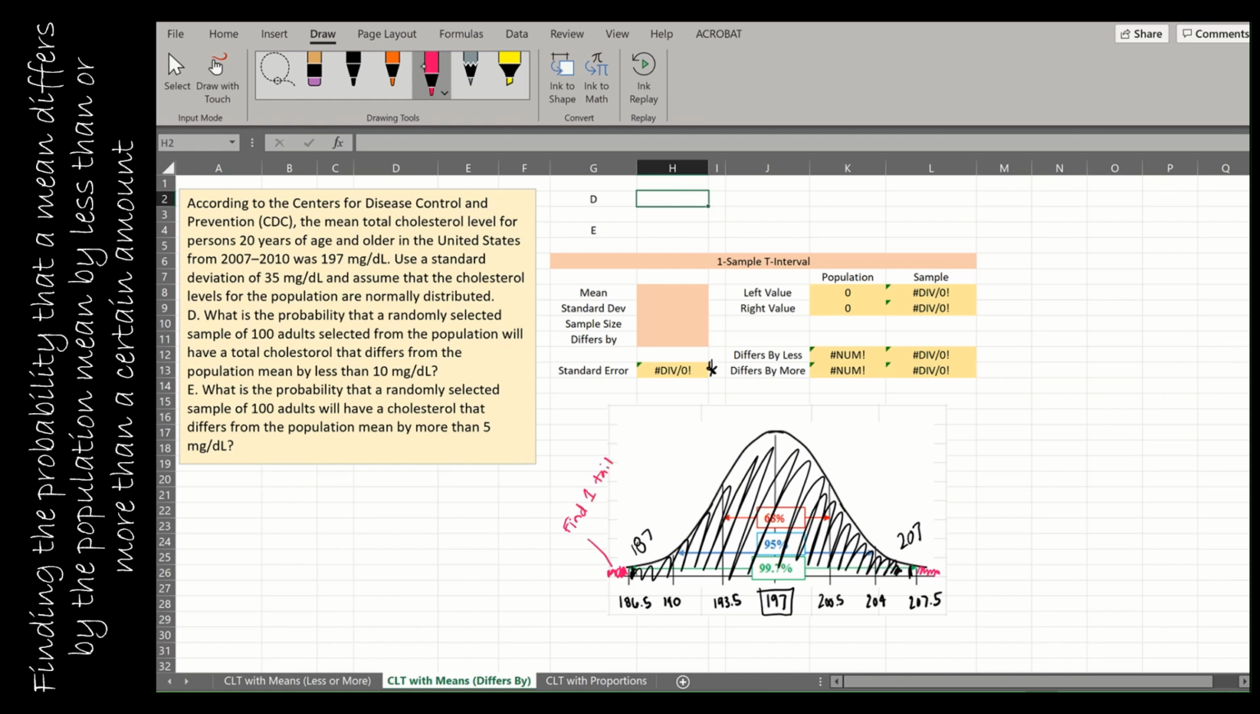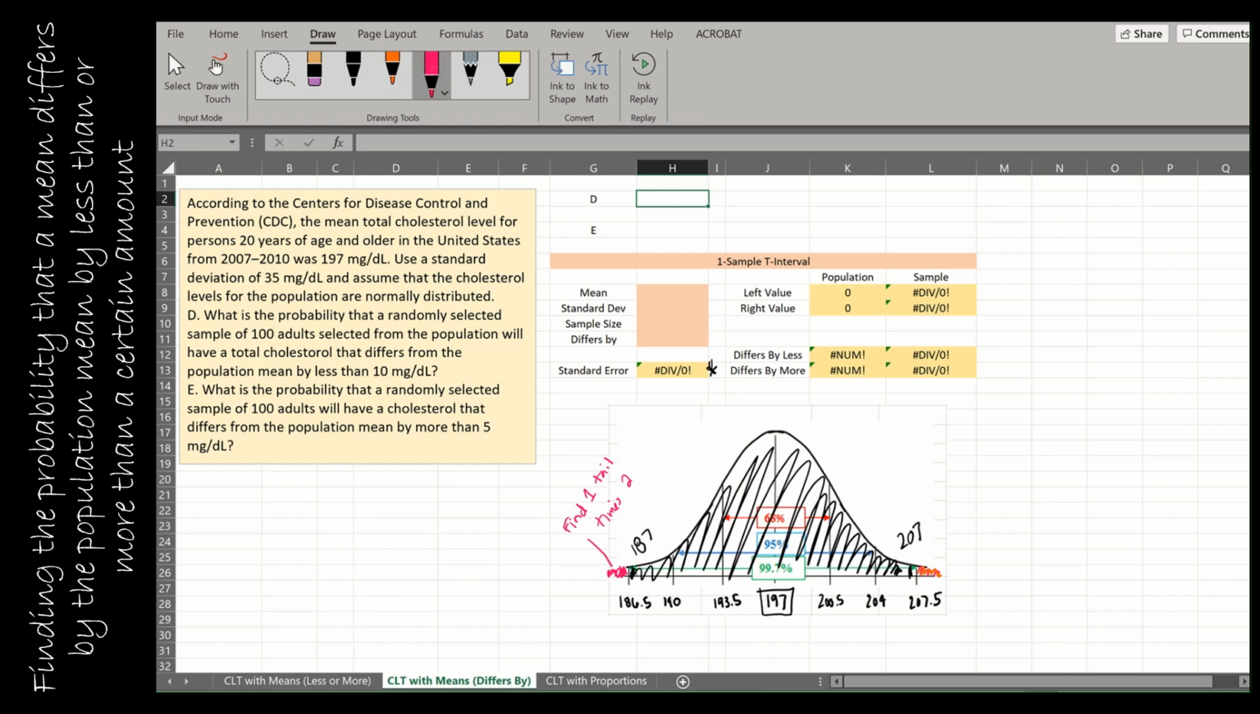And then if I take it times 2, what's that going to do? Well, that's going to give me the left tail and the right tail. And then what do I need to do? Well, that's going to give me just the area in the tails, and I don't want the area in the tails. I want this big area in the middle.